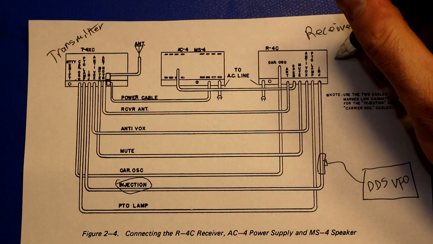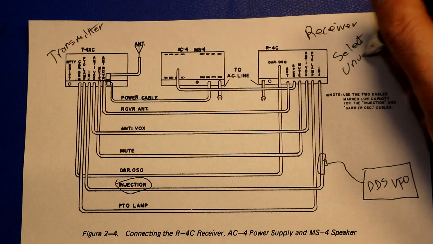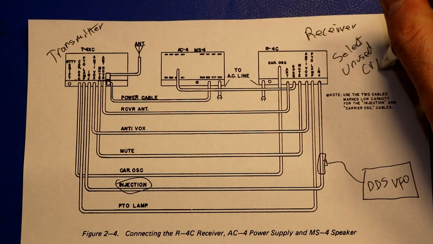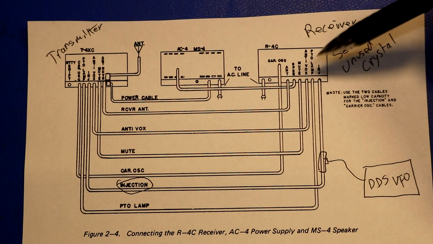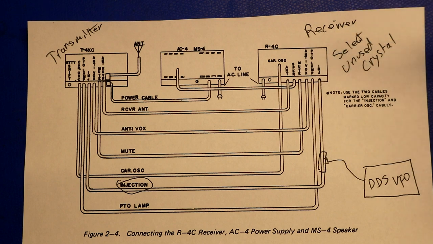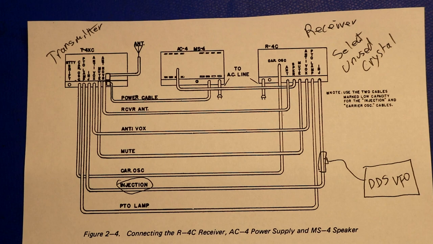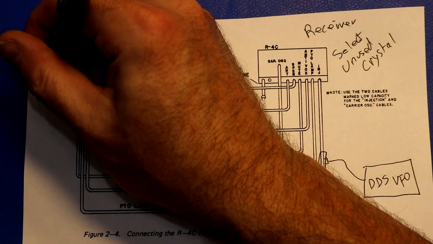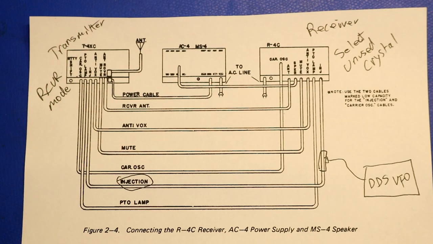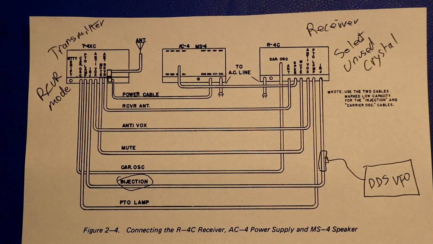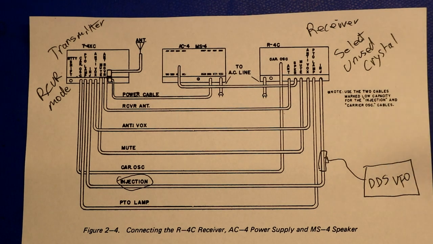And then you go into this receiver and you select unused crystal. By selecting an unused crystal, the receiver's local oscillator will not oscillate, and it will instead pay attention to what is showing up on this injection line. And then we put the transmitter in RCVR mode, which tells the transmitter to go ahead and listen to this line. And at this point, we've got both pieces of equipment listening to that DDS-VFO.